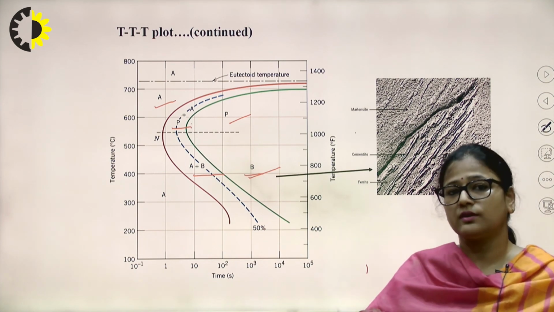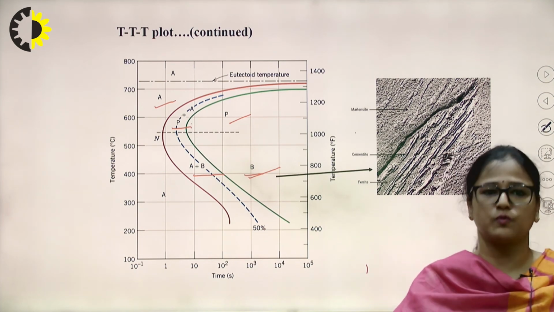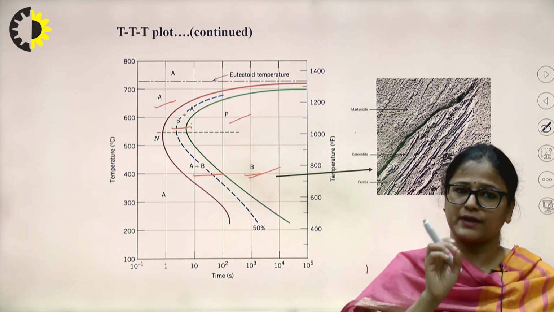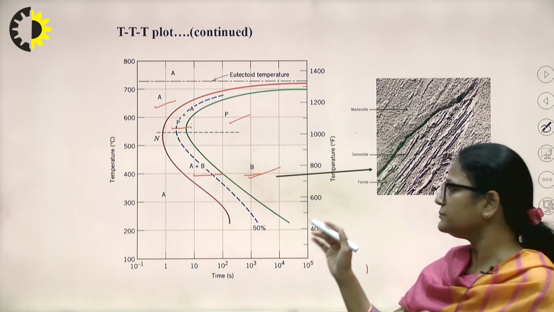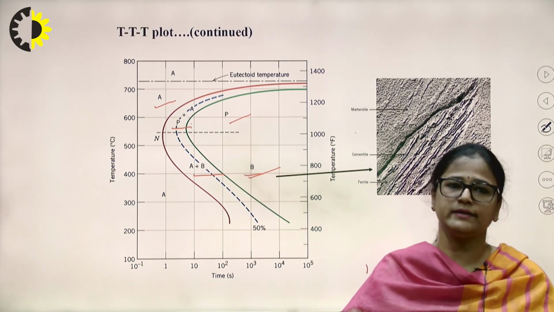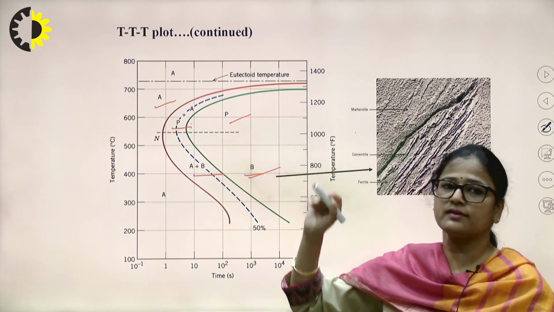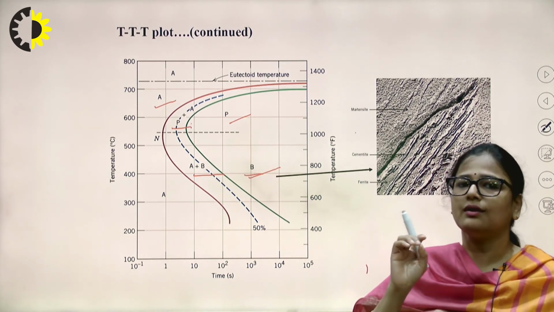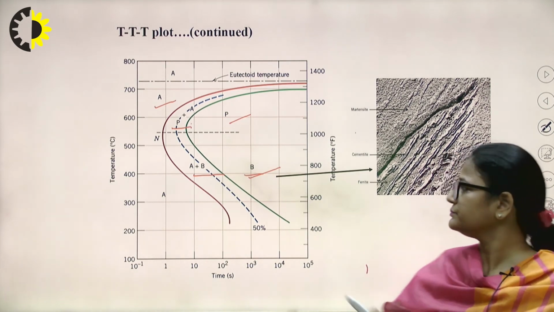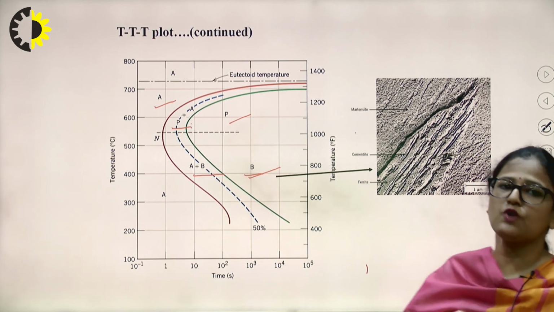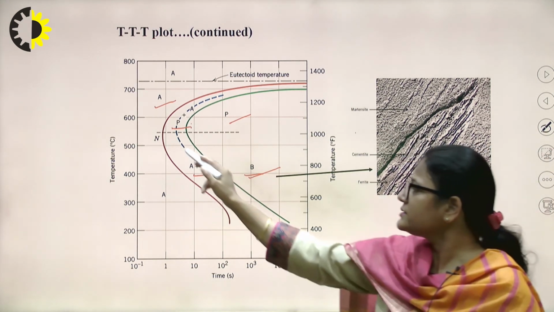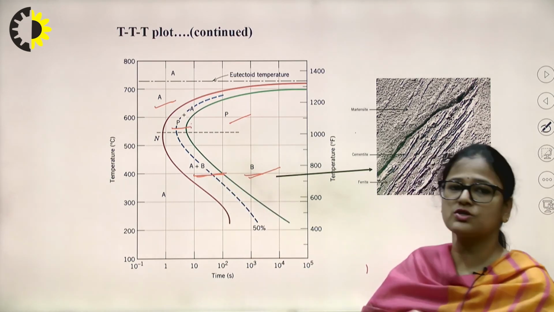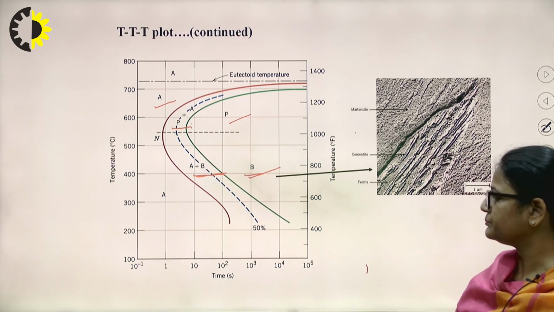So this is also a diffusion assisted transformation, because both the ferrite and cementite exist, but there is no alternate layer of ferrite and cementite as there is in the pearlite. Bainite has a plate-like or needle-like structure, as we can see in the microstructure of bainite. And between these two transformation lines, both austenite and bainite coexist.